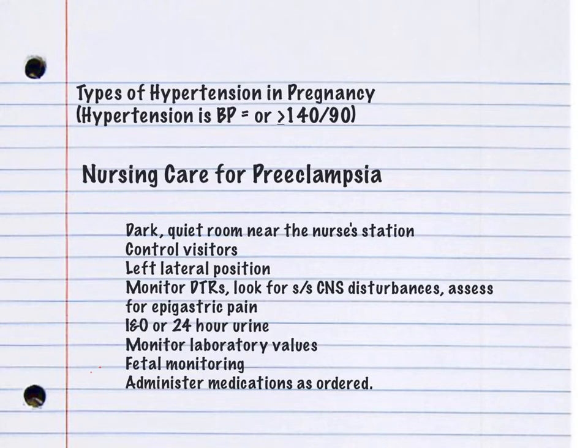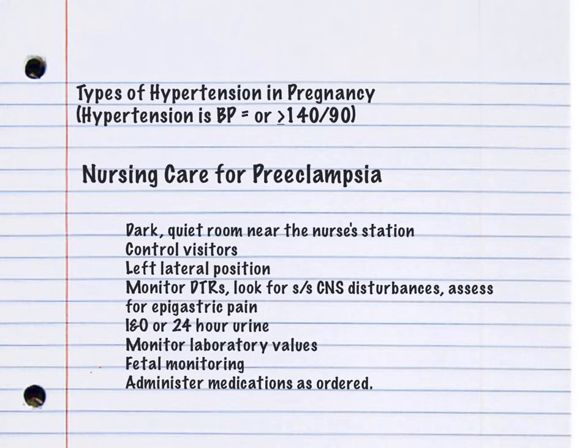Fetal monitoring also falls under our umbrella. In most cases, if a woman is hospitalized for preeclampsia and is not on magnesium sulfate, we might be doing an hour every shift, or a non-stress test every shift. If she is on magnesium, she's going to have continuous fetal monitoring because the baby will feel the effects of the magnesium as well. We need to assess that. We're also going to administer any medications that are ordered, including magnesium, but not exclusive to that. It could be labetalol that we're giving or Procardia to lower that blood pressure.